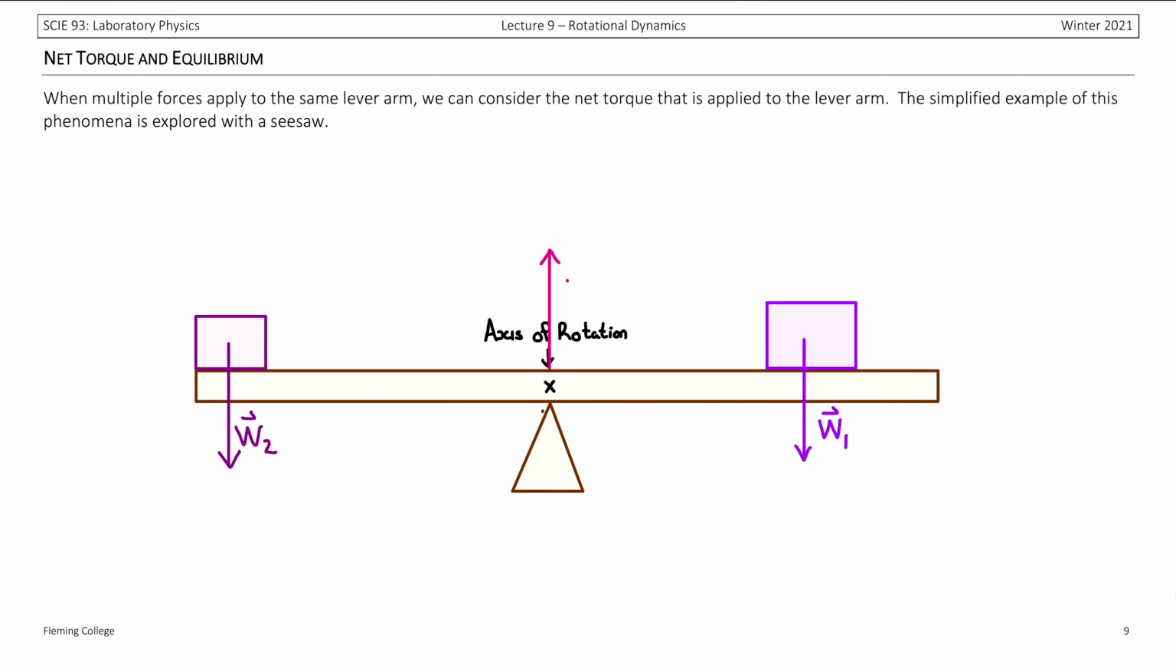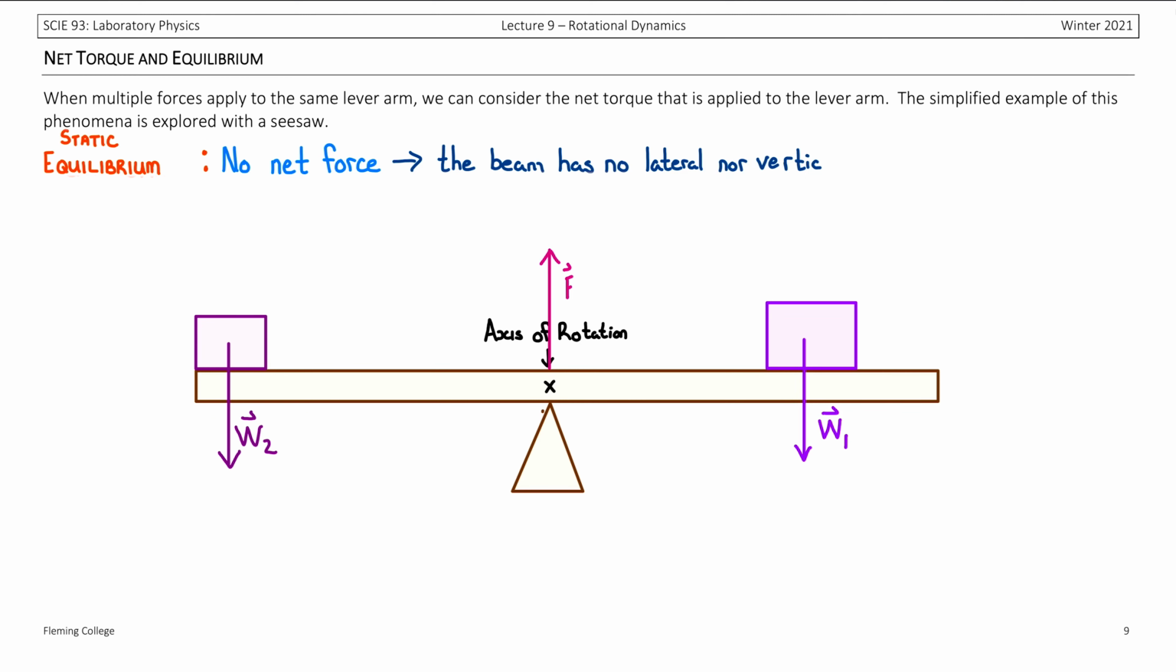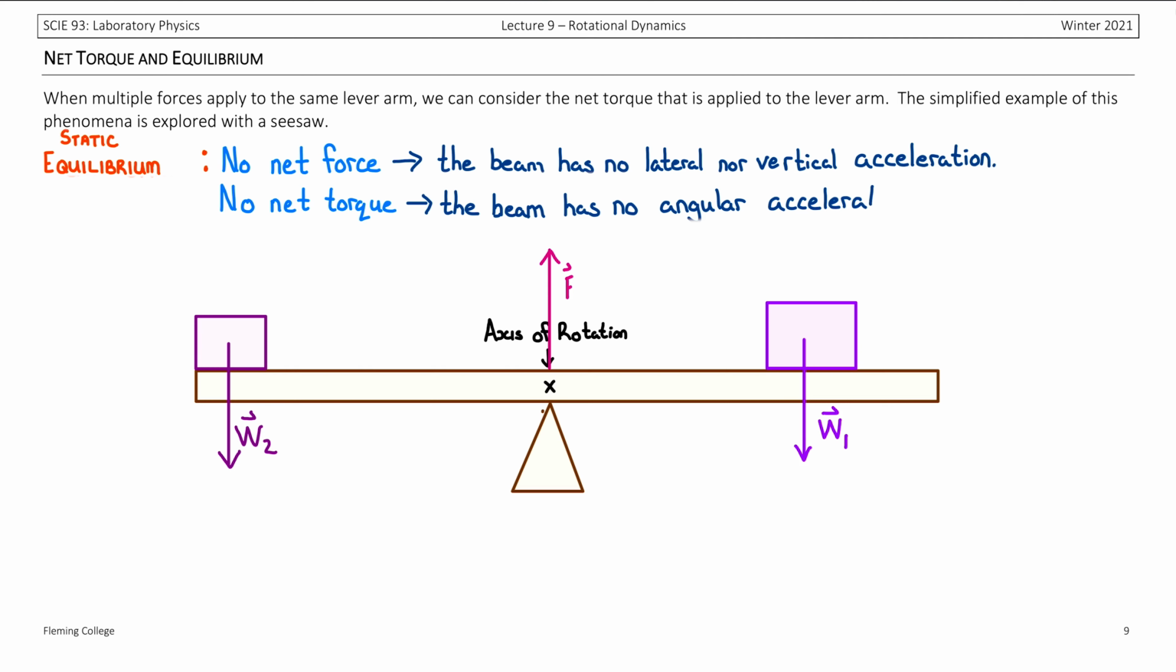and we would also have a force from the fulcrum that pushes back up. If we're in a situation where there's something called static equilibrium, then we know that there is no net force, which means the beam has no lateral nor vertical acceleration, and no net torque, which means the beam has no angular acceleration.